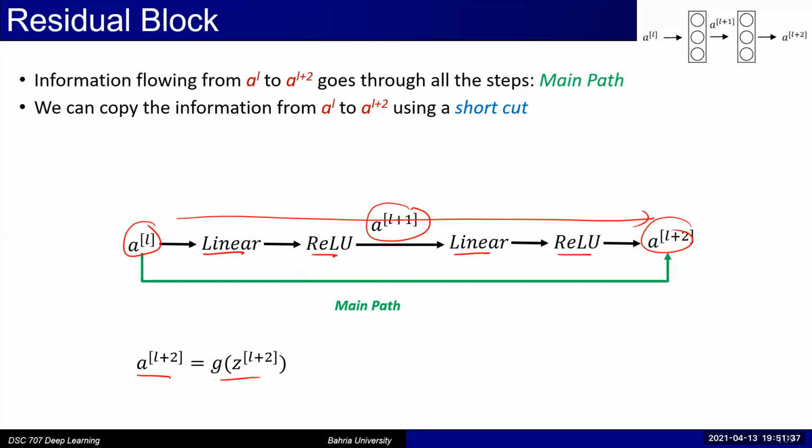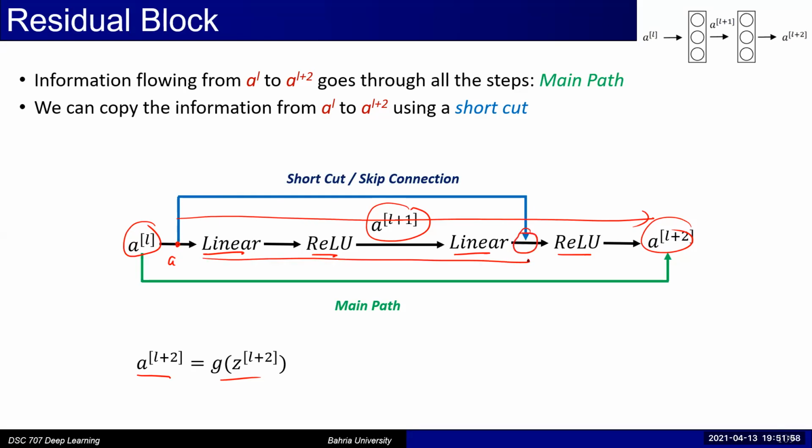Now, in the case of a residual network, we add a shortcut connection in addition to this main path. We have this AL here, we copy it, and we add this path. So we add this information somewhere in the future. It means we skip this part, and we add this information at this point. So now information is flowing on the main path, just like it was flowing previously.